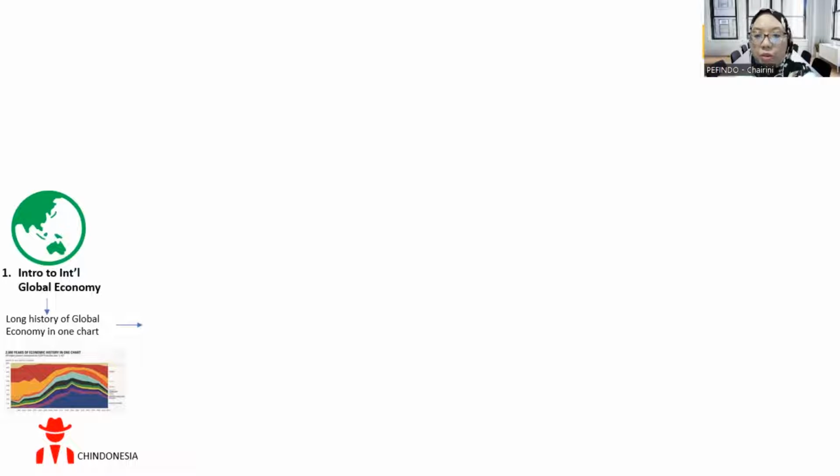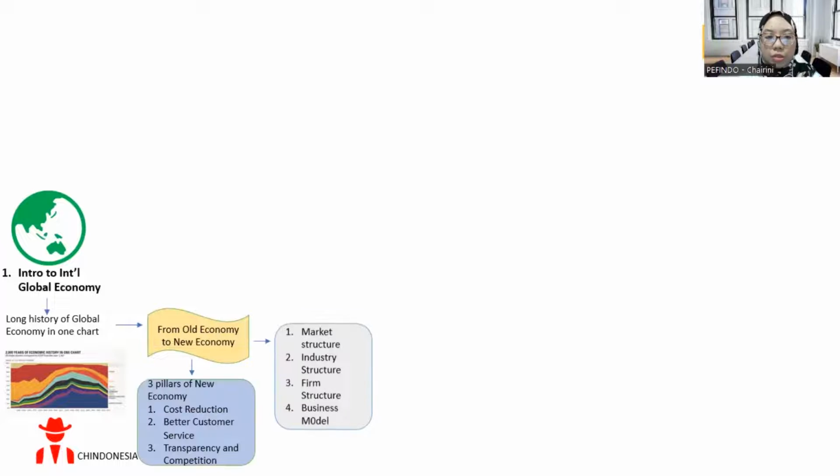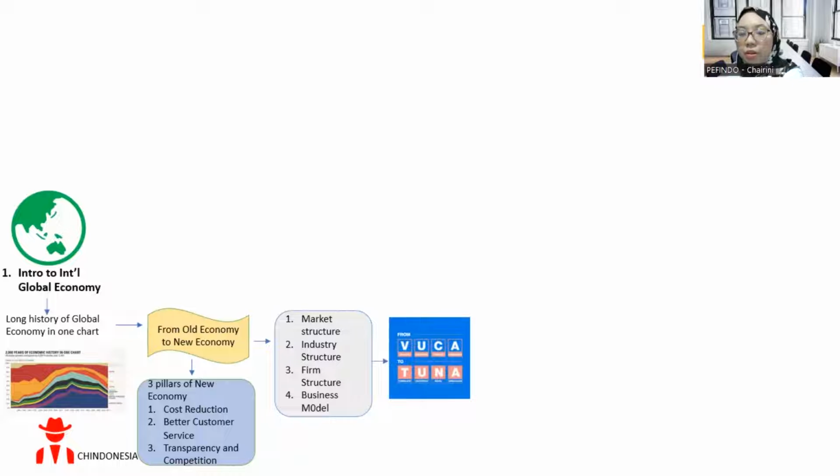After that, we learn about the changing of old economy to new economy. This includes new market structure, industry structure, firm structure, and the new business model. There are also three pillars of new economy: cost reduction, better customer service, transparency, and competition. Moreover, we also get an insight of VUCA and TUNA. VUCA stands for volatile, uncertain, complex, and ambiguity, while TUNA stands for turbulent, uncertain, novel, and ambiguous.